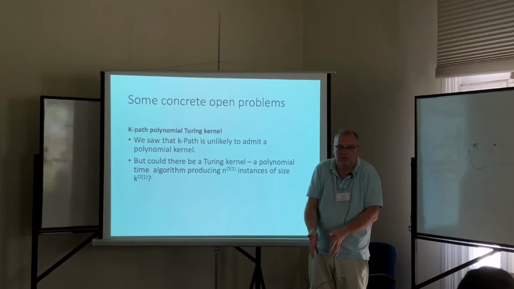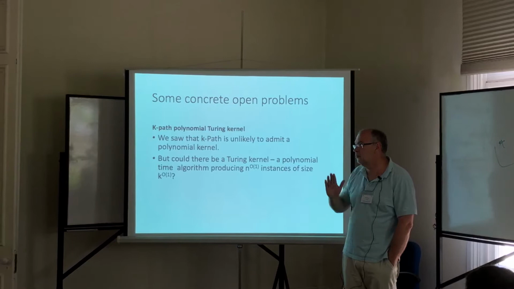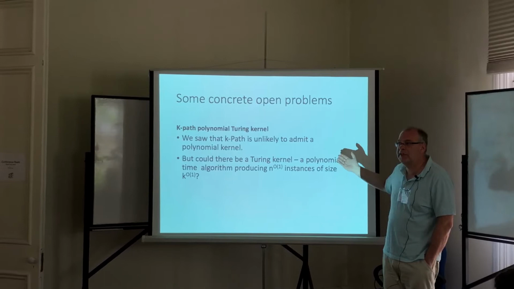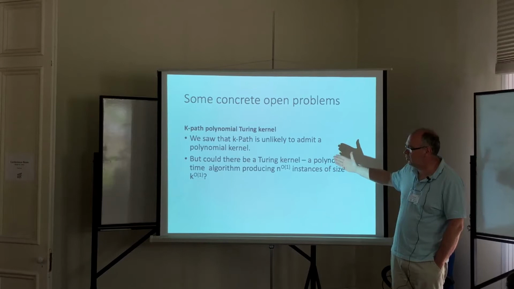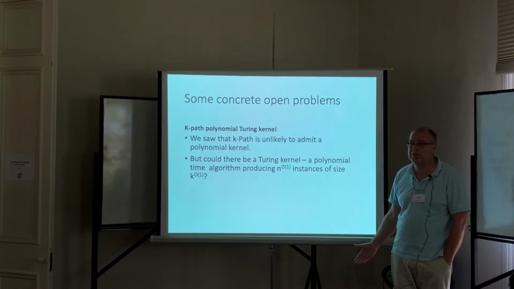So what do we know? We know that for k-path there is no polynomial kernel unless the polynomial time hierarchy collapses to the third level. But we still don't know if there is a Turing kernel for this problem or not. The guess will be no, but who knows, because for planar graphs, for example, I can show that k-path doesn't have a polynomial kernel, but it's known that there is a Turing kernel. So this is the first thing, just to see what's happening here.